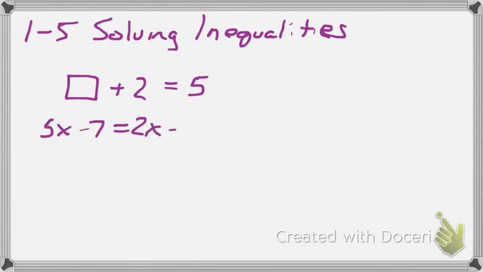Algebra 1, 5x minus 7 equals 2x minus 3. Notice how I start with what we know, and then I just add the little piece that's new for today. The piece that's new for today is we're going to switch it from an equal sign to an inequality. That's the only difference. Okay? That's the only difference today.